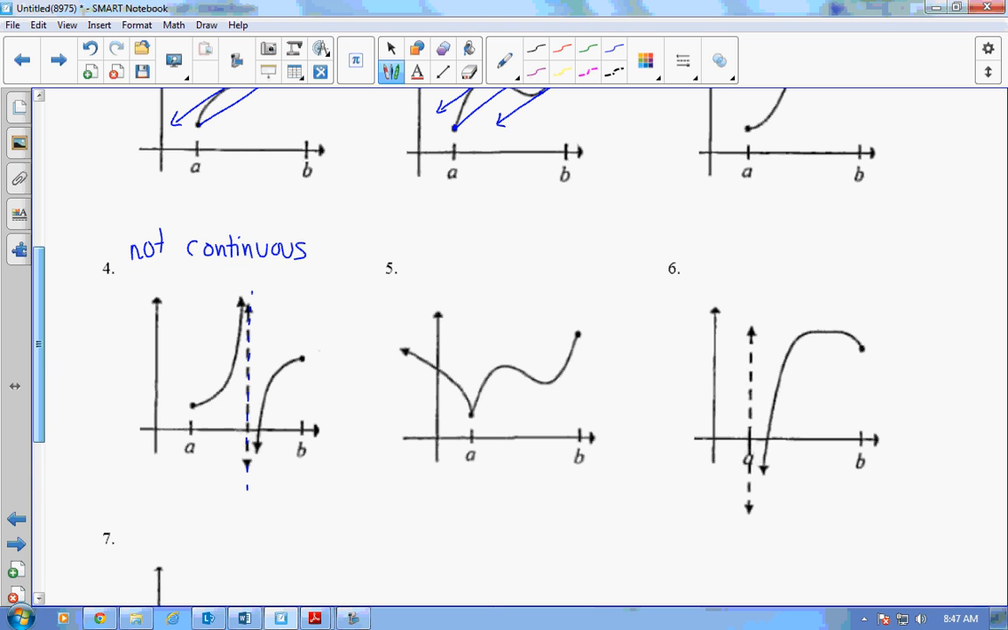Okay, number 5. Is it continuous on the closed interval A to B? Yep, I can go from A to B and follow my pencil along. Is it differentiable on the open interval A to B? Even though this is a cusp here, I said open interval, right? So is it including right there? No, so it is differentiable everywhere.